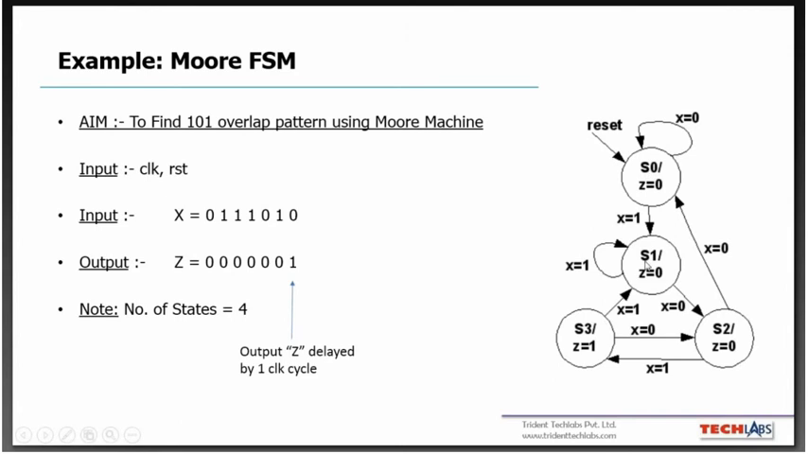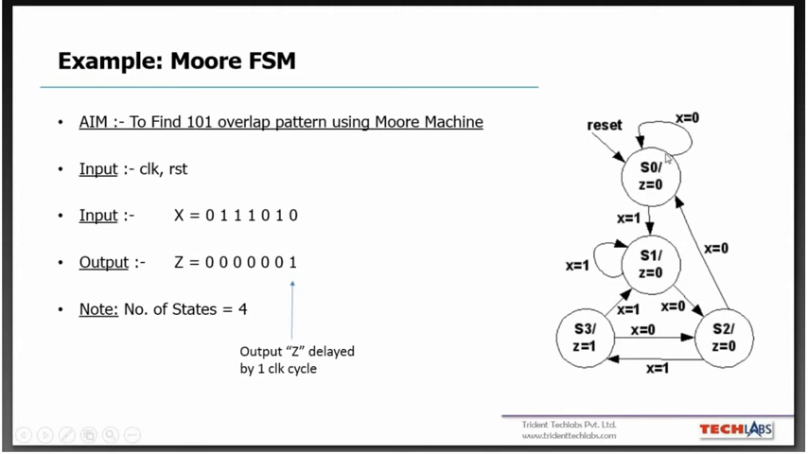Here we have 4 states: S0, S1, S2, S3. Let me go straight to S0. S0 is nothing but the default state where you have reset inserted. The reset is an active low reset, so if we give reset equal to 1, your state machine starts to work.